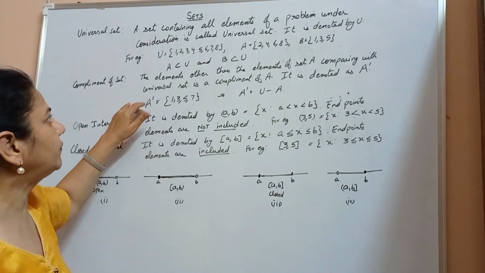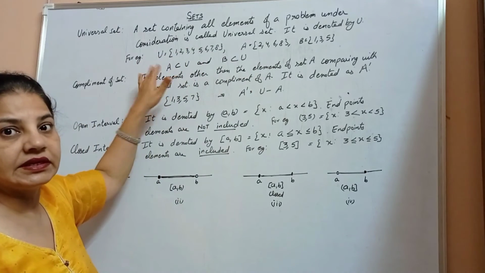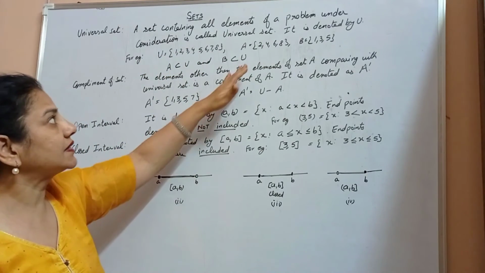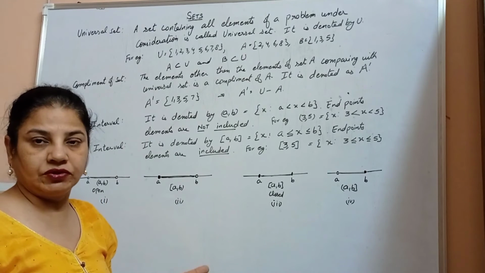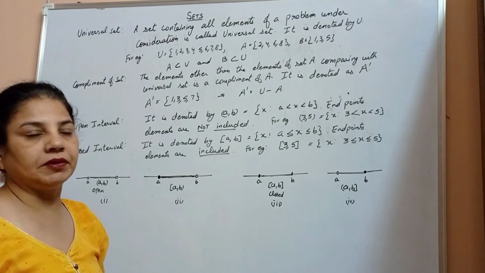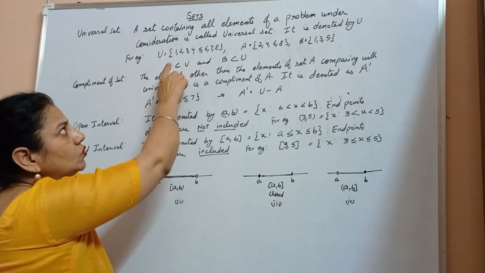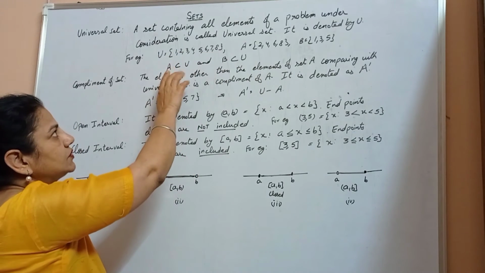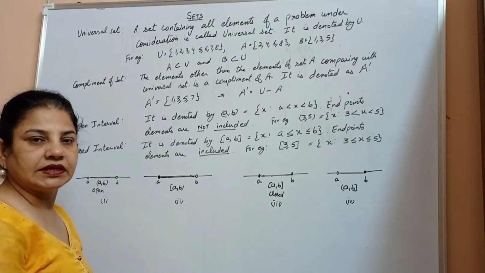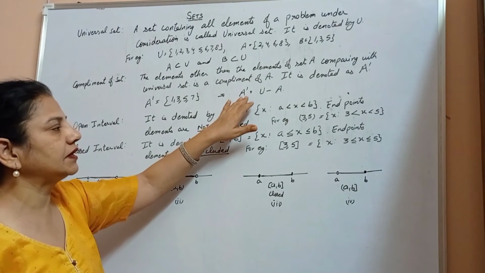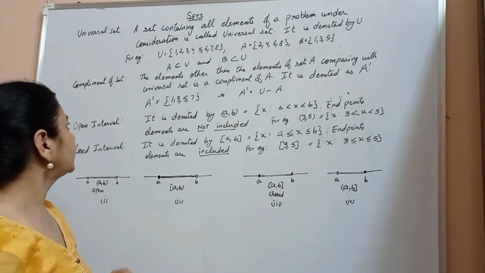So A complement: if I say A is the set 2, 4, 6, 8 and this is the universal set, then the complement of A is the rest of the elements from the universal set excluding 2, 4, 6, 8. For example, we exclude 2, 4, 6, 8 from the universal set, and the rest of the elements, 1, 3, 5, 7, form the complement of the set A. Or you can say that complement of set A is equal to universal set minus set A.